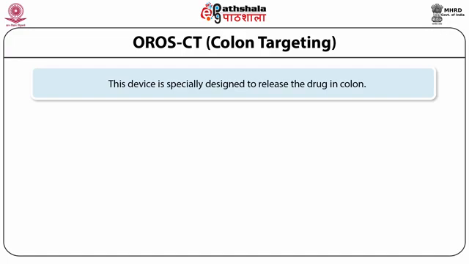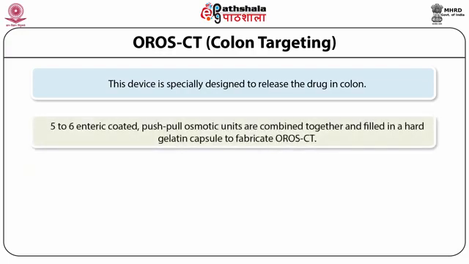This is used for drugs which are really gastric irritants and may lead to gastric ulcer. So this is used to deliver the drug directly to the colon. In some cases we also need to deliver the drug directly to the colon, like in the condition called ulcerative colitis, where you need to target the colon directly with the drug. So 5 to 6 enteric coated push-pull osmotic units are combined together in this system and filled in a hard gelatin capsule.